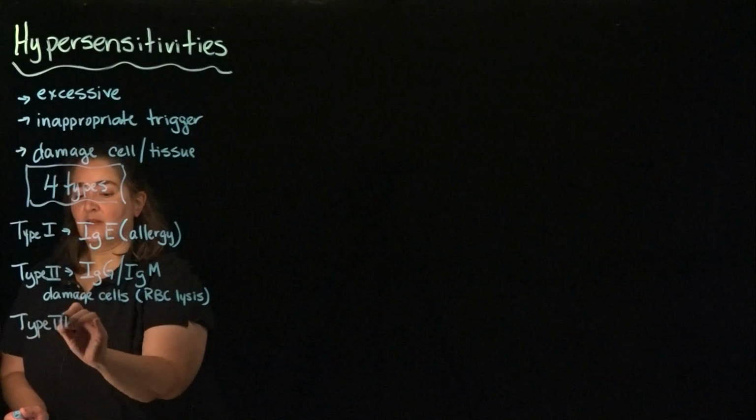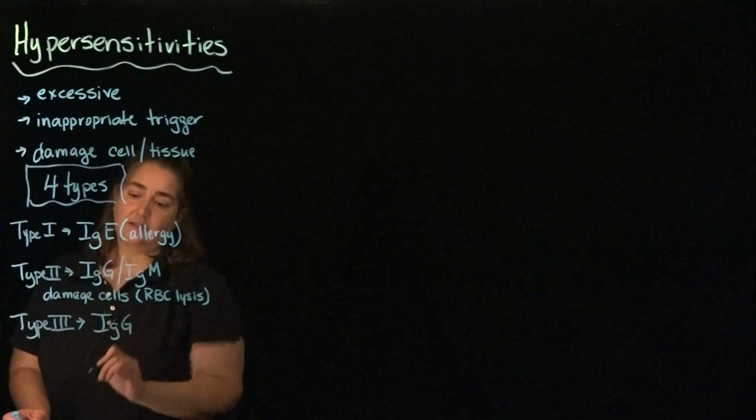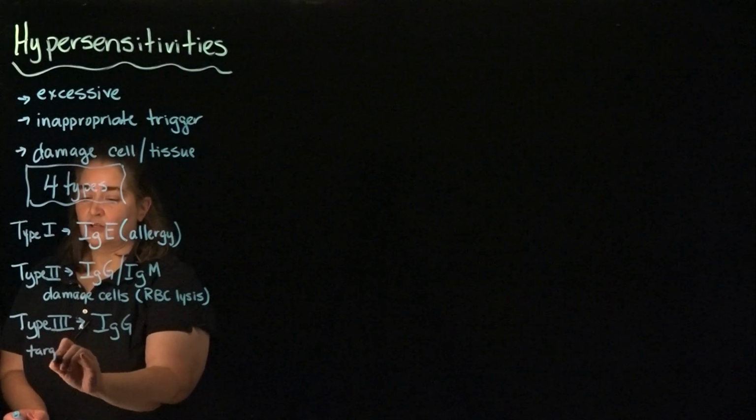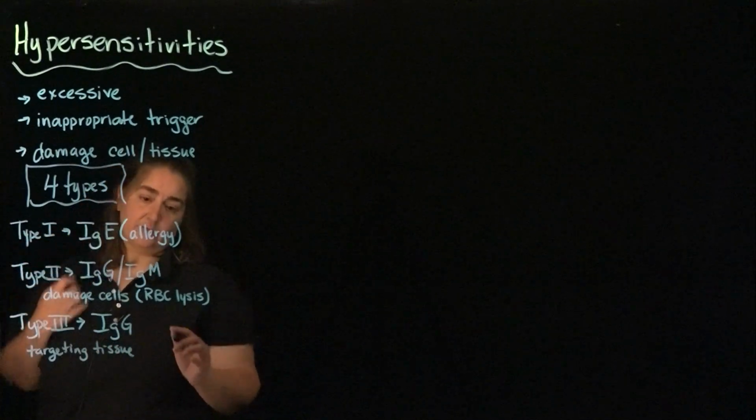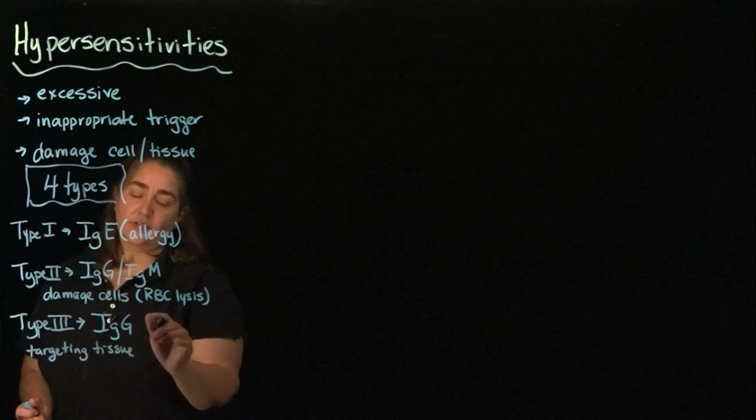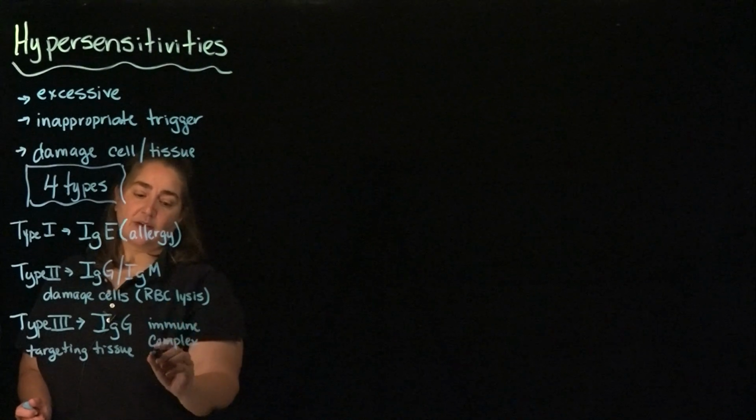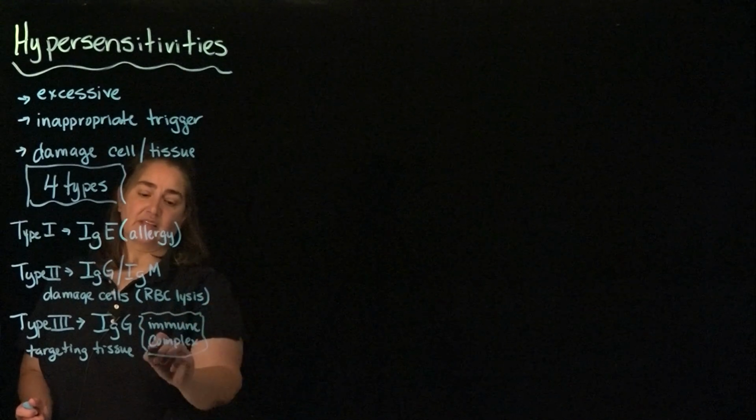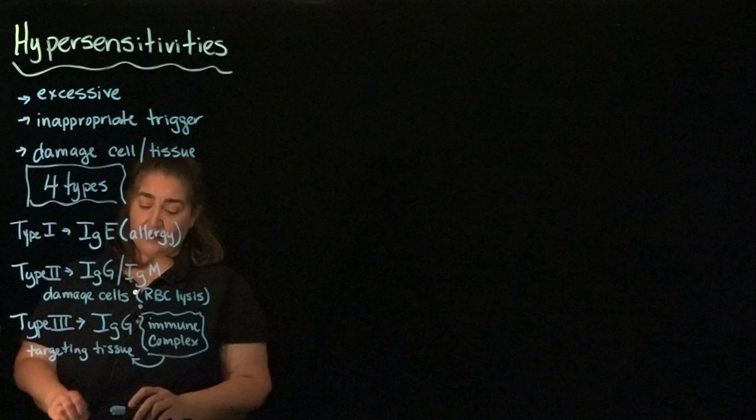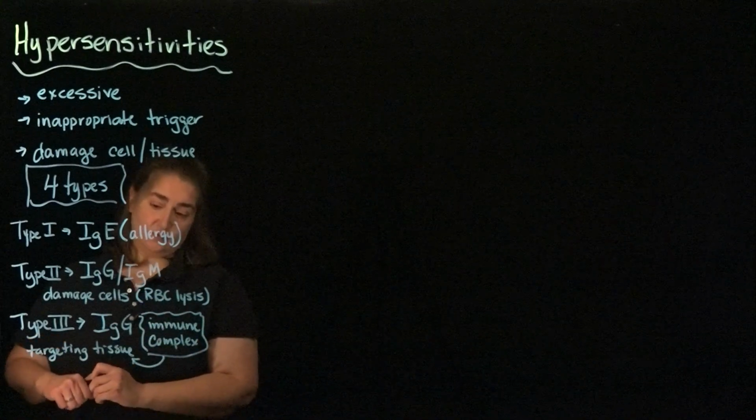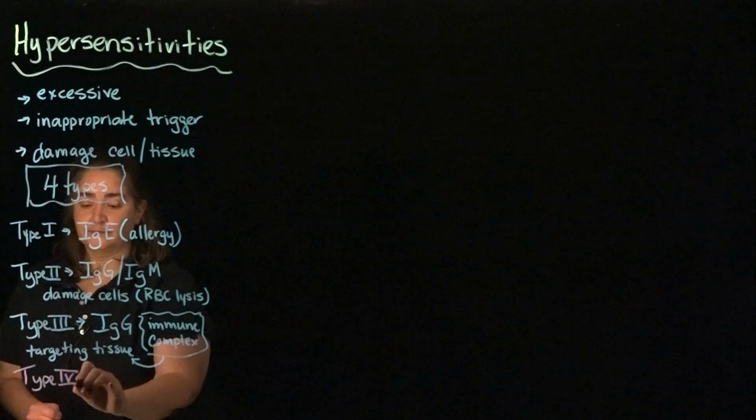All right. Type 3 hypersensitivity now is going to be IgG mediated. And now we're talking about targeting tissues. All right. And what ends up happening with the type 3, you end up having an immune complex that's formed. That immune complex ends up being deposited into the tissue, and because of that, that causes the damage to the tissue. All right?